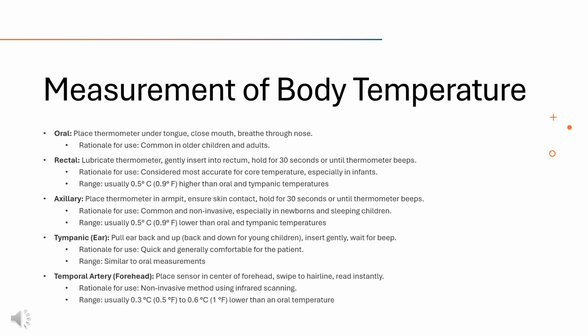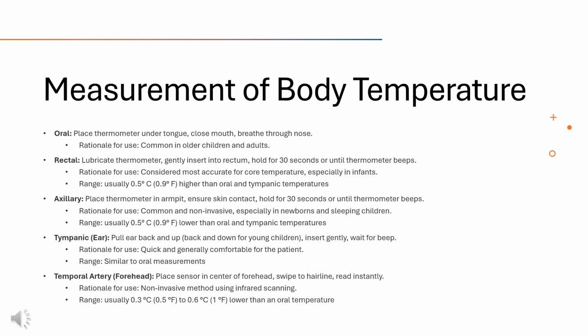Axillary. This is common and non-invasive, particularly suitable for newborns and sleeping children. We're going to place the thermometer in the center of the armpit, making sure it's touching skin and not clothing. Hold the patient's arm against their body to keep the thermometer securely in place until it's done. This one can take a bit of that 30 seconds, but most devices will beep when they're done.